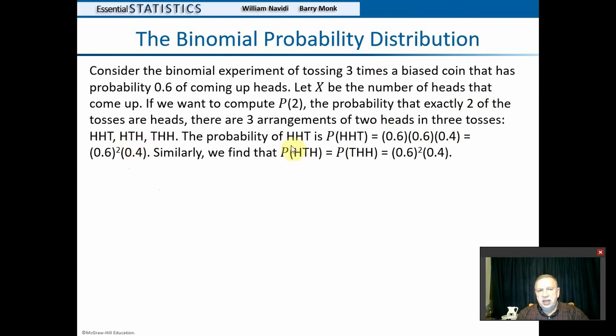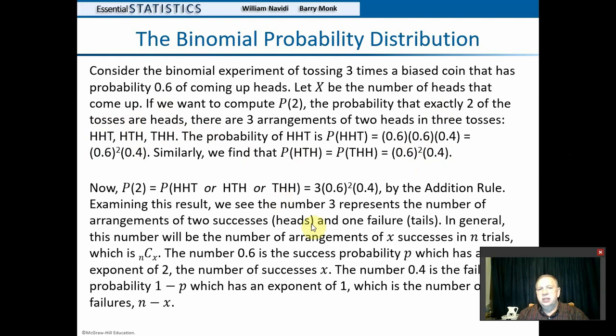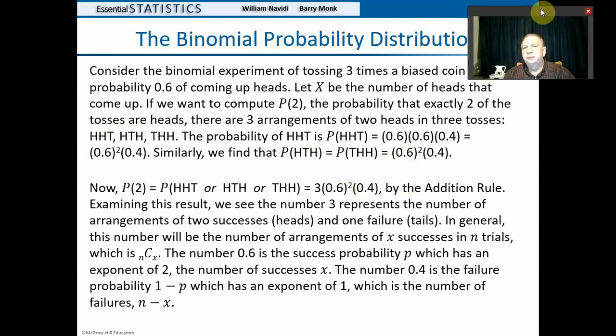Similarly, the HTH is the very same thing, 0.6 squared times 0.4, as well as THH: 0.4 times 0.6 times 0.6 is all that very same number once we multiply them out. So each one of these is the very same thing. I've just got 3 of these, so it's either this or this or this. So my probability is just 3 times that by the addition rule.